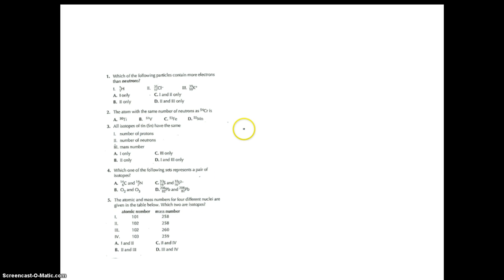Here's the first section. Question number 1 says, which of the following particles contain more electrons than neutrons? So I think the real trick for each one is to figure out how many of each we have. For hydrogen, atomic number 1 and a mass number of 1. The atomic number of 1 will tell us I have 1 electron. And since my mass number is 1 and I have 1 proton, that means I have 0 neutrons. So this already is one of our correct answers.